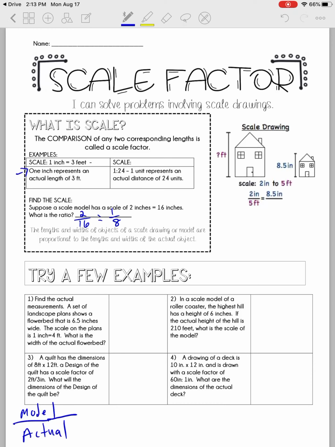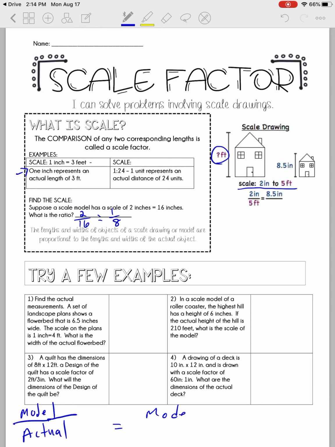Now, let's look at our scale drawing little thing over here on the side with the two houses. What we're trying to find is this right here, the actual height of the house. Notice the scale is 2 inches to 5 feet. That means 2 inches of the model equals 5 feet in real life.